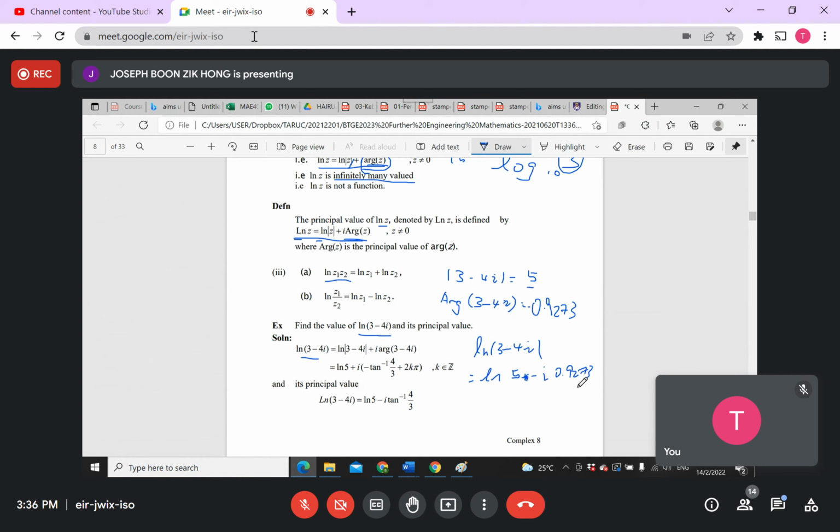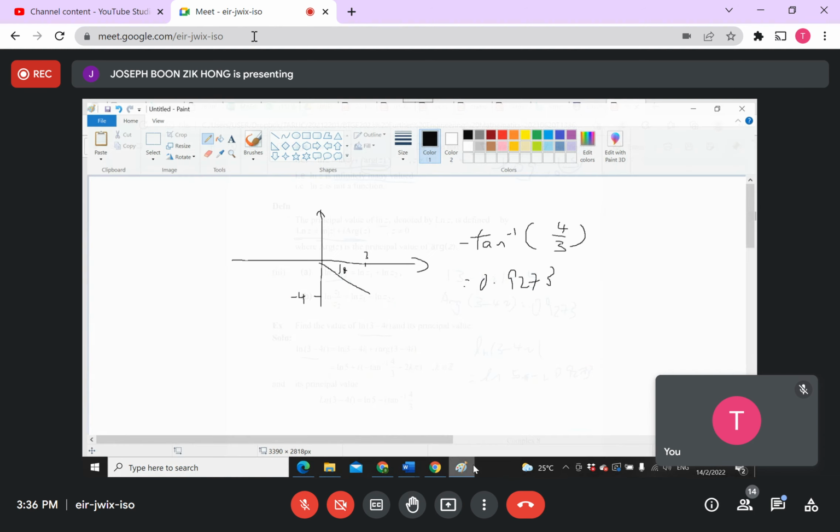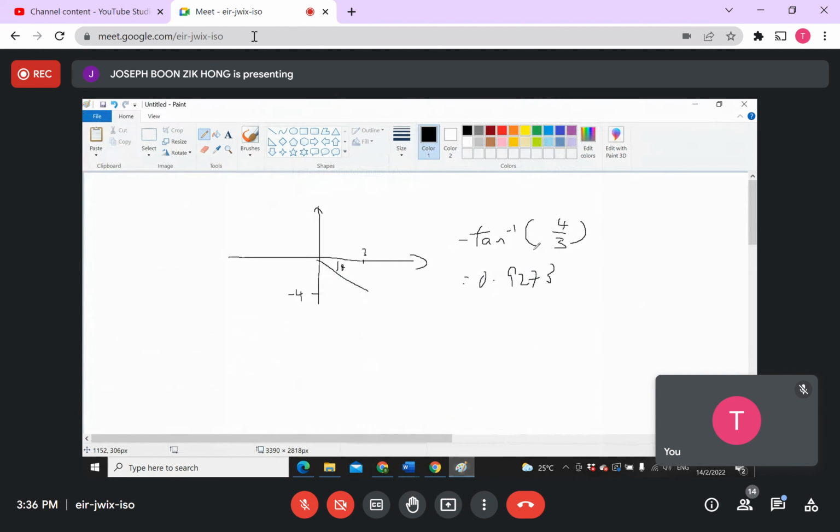Okay, so this is called the principal value. Why do we call it principal value? Just now I said already, this one is when you have no turning. If you turn one round, that means you have to add 2 pi. If you turn two rounds, that means you have to add 4 pi. Turn three rounds, add 6 pi, and so on.